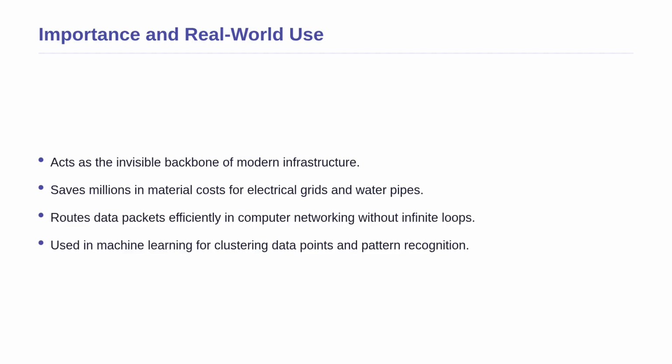So we have proven that these algorithms work. This brings us to why they matter. The minimal spanning tree problem is not just a theoretical math puzzle. It is the invisible backbone of modern infrastructure. Whenever a utility company lays down electrical grids or internet cables, they use these exact algorithms to save millions of dollars in material costs. In computer networking, it figures out how to route data packets efficiently without them getting stuck in infinite loops. Even data scientists use it in machine learning for clustering data points in facial recognition software.